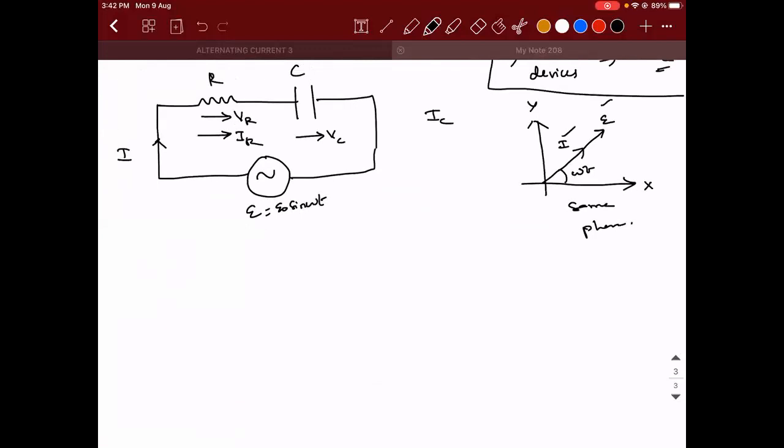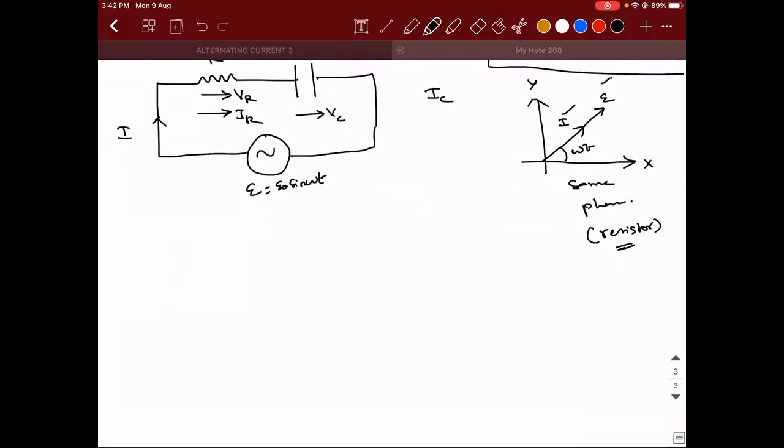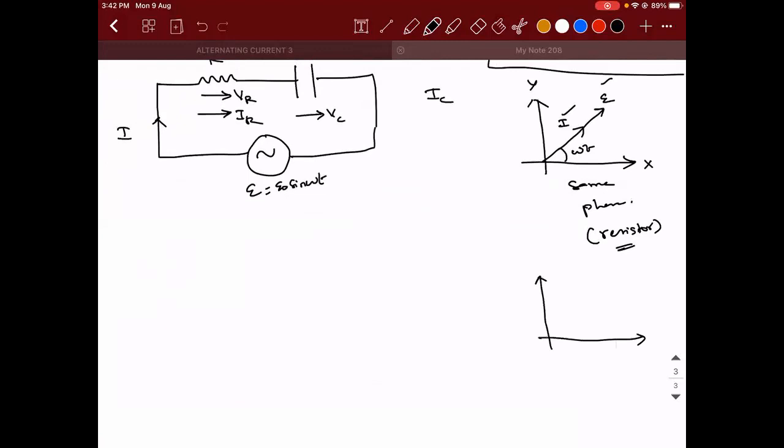So EMF and current are in the same phase when you connect it across a resistor, correct? When you connect an AC source across a capacitor, how are the EMF and the current? EMF is like this, current is like this, correct? Guys, are you able to understand what I'm trying to say? Yes, sir. This is the voltage across the capacitor, this is the current across the capacitor.